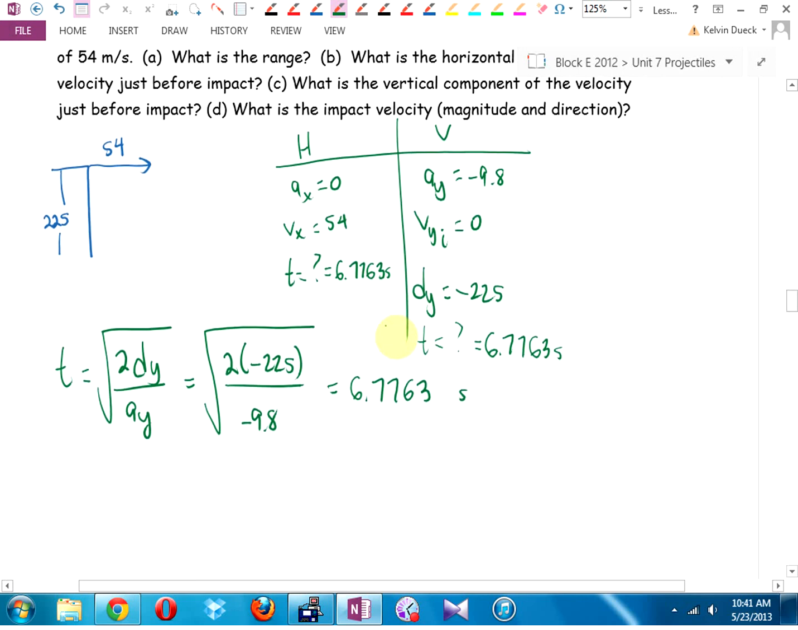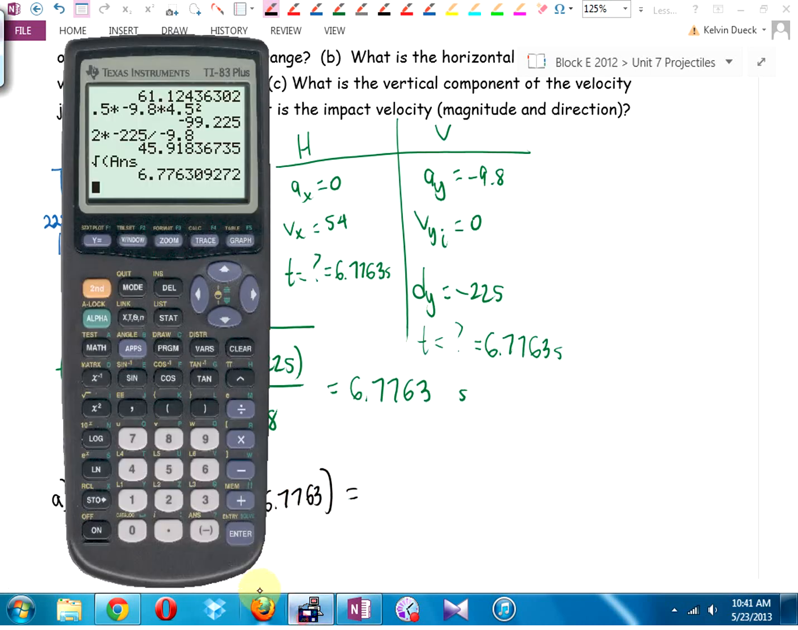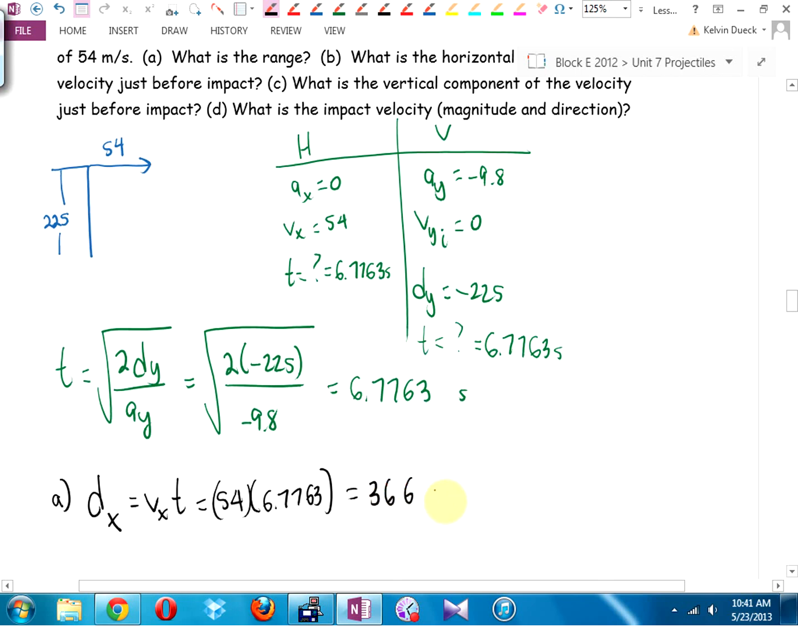Let's answer part A. They want the range. We can cancel out the half AT squared. That's just going to be Vx times t. It's going to be 54 times 6.7763, which is 365.9. Let's call it 366 meters to 3 sig figs.